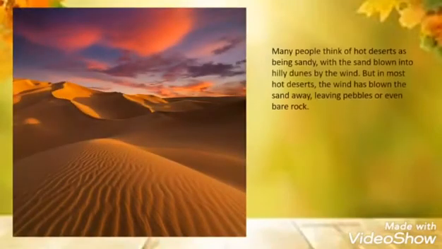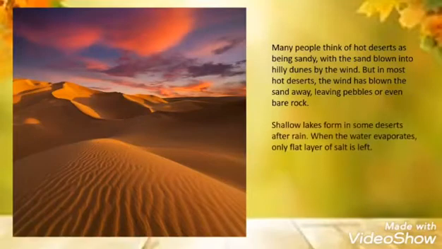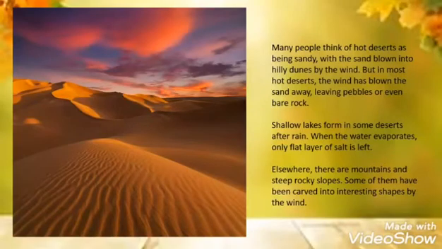The desert scenery. Many people think of hot deserts as being sandy, with the sand blown into hilly dunes by the wind. But in most hot deserts, the wind has blown the sand away, leaving pebbles or even bare rock. Shallow lakes form in some deserts after rain. When the water evaporates, only a flat layer of salt is left. Elsewhere, there are mountains and steep, rocky slopes. Some of them have been carved into interesting shapes by the wind.